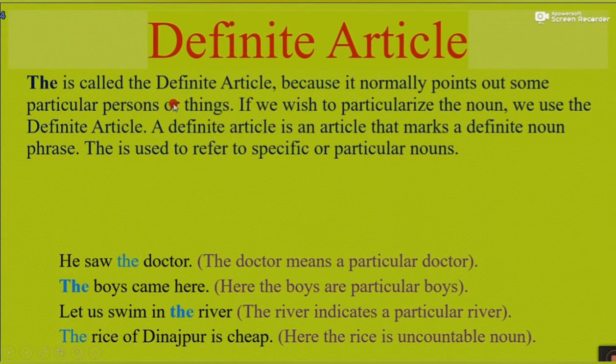The is called the definite article because it normally points out some particular persons or things, or a particular person or thing. If we wish to particularize the noun, we use the definite article. A definite article is an article that marks a definite noun phrase. The is used to refer to specific or particular nouns.